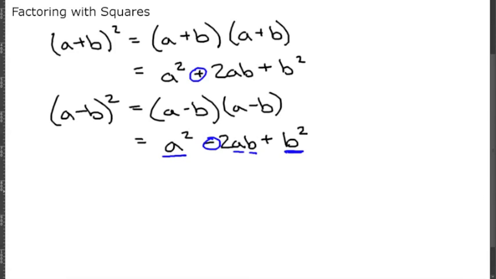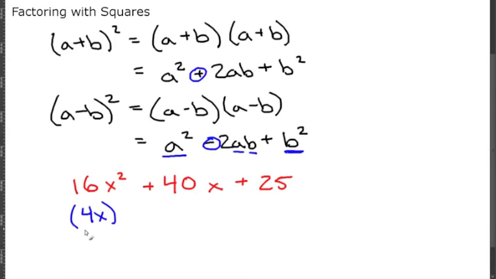So let's look at this example. 16x squared plus 40x plus 25 is a perfect square trinomial. That is because our a term would be 4x, because 16x squared is 4x squared. Now let's find our b term. 25 is really 5 squared, so our b term would be 5.